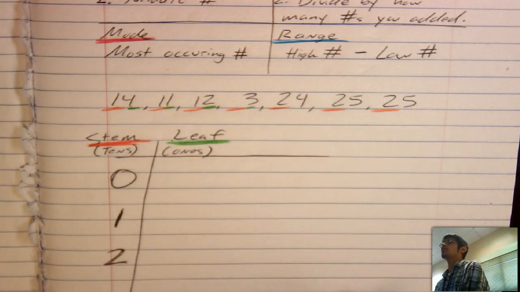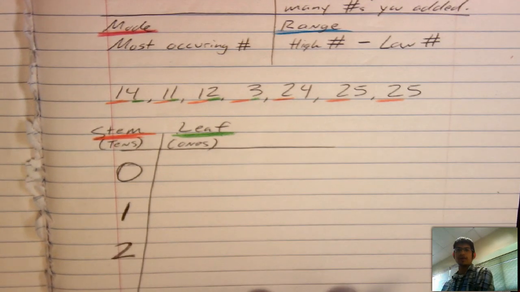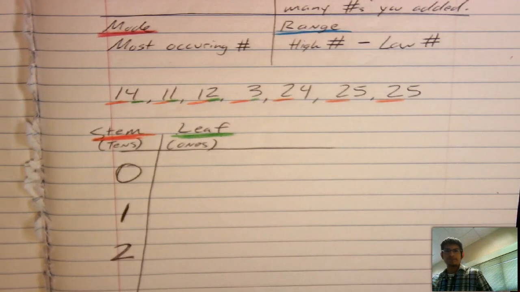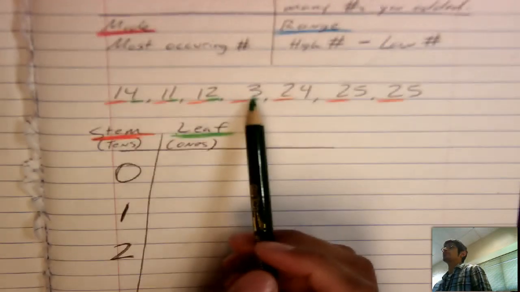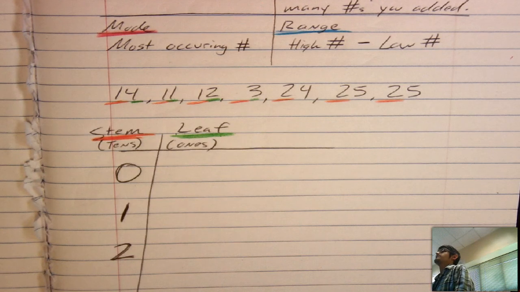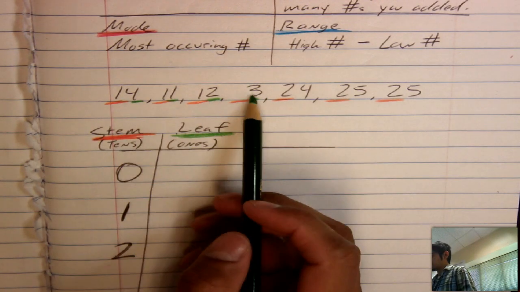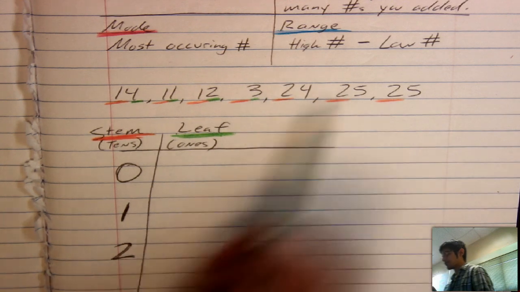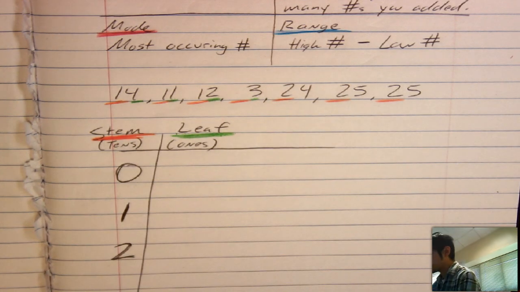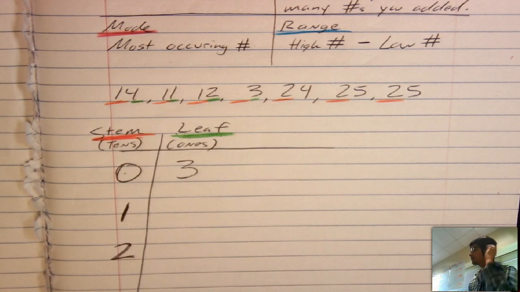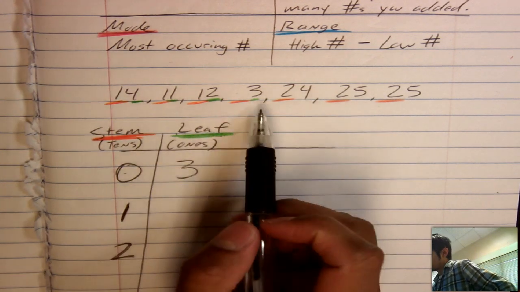So looking at this up here, what is my smallest number that I have? You look at my list, what's my smallest number I have? Everybody call it out. Not a 2. I mean, look at 14, 11, 12, 3, 24, 25, 25. 3. 3 is my smallest number. So I'm going to write a 3 right here because it's going to be 0 and 3. Okay? That's how you make it, a 0 and a 3. Anybody seen this before? Probably not, right? It's new?